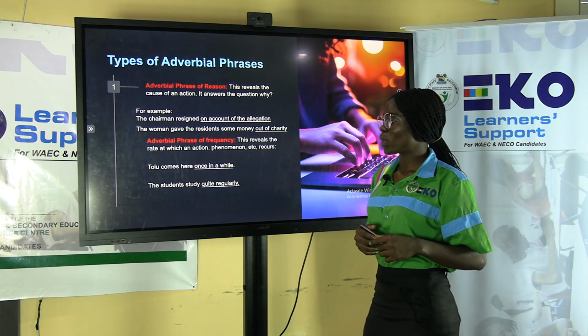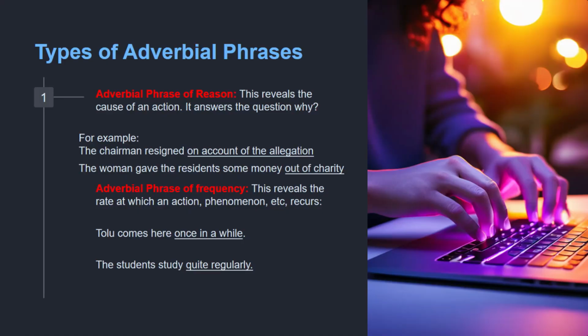The second example we have there: the woman gave the resident some money. Why did she give the resident some money? Out of charity. She gave them money out of charity. Why? Out of charity.